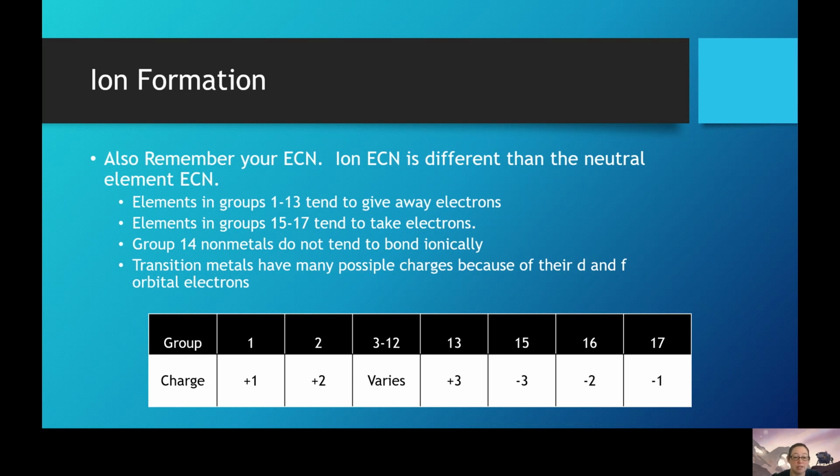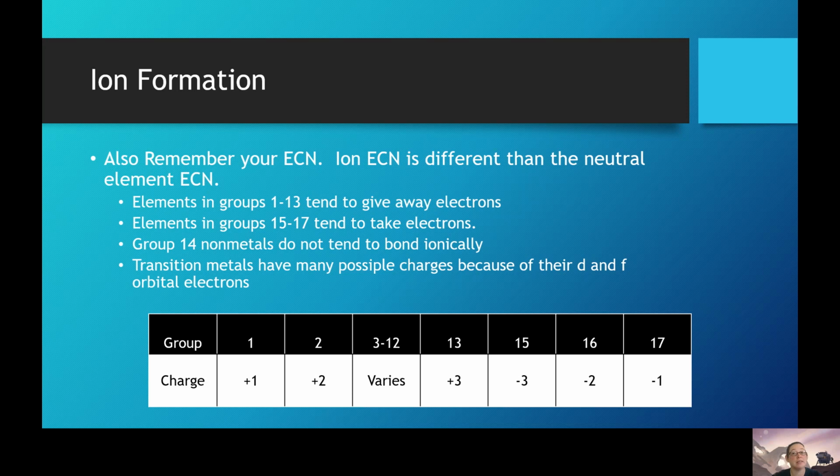So for example, here at this table below, you have your charges in your groups lined up. So group 1 usually has a +1, group 2 is a +2, groups 3 through 12, which are your transition metals, I just put in varies because it can be 2, 3, 4, 6. It just depends on that particular metal. And there's going to be a table for that later on, for ones that we'll commonly use.